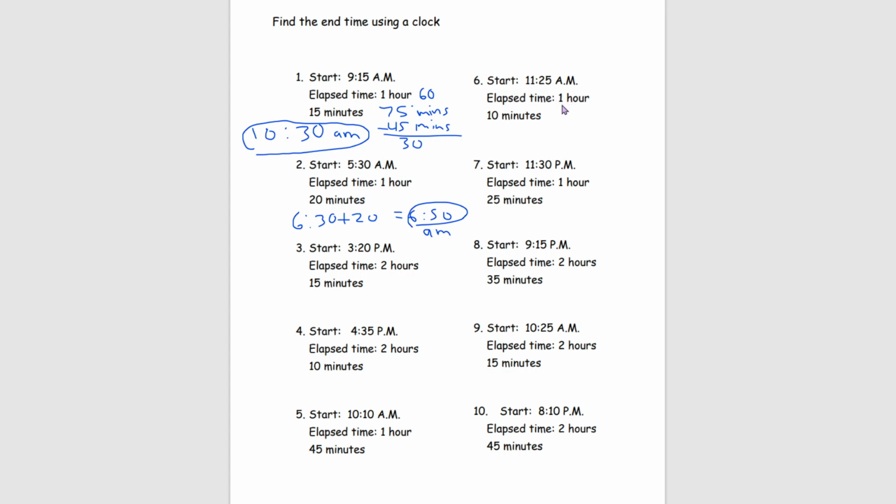And lastly, for number 6, we have 11:25 a.m. We can add an hour to it. However, since it goes from the morning to 12, that means that the time is going to change to p.m. So 11 plus 1 becomes 12:25. And we still have 10 minutes left, so we can just add that. And so our answer is 12:35, but there is a time change as it changes to the afternoon. So our answer for number 6 is 12:35 p.m.